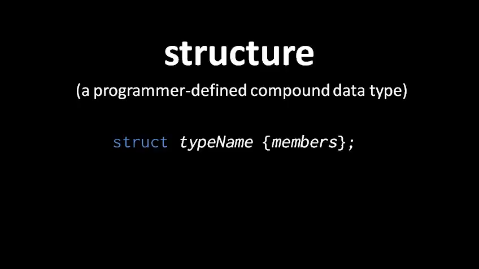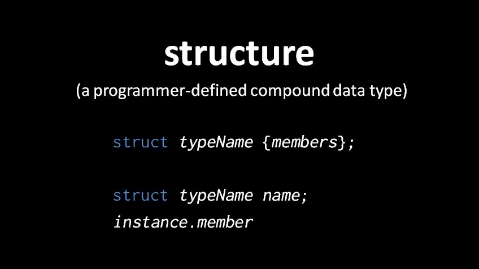Once we've declared a struct type, we can declare a variable of that struct type by writing struct and then the type name and the name of the variable. Once we have a struct value, we need to get at the individual values that make it up. So we use the member operator.